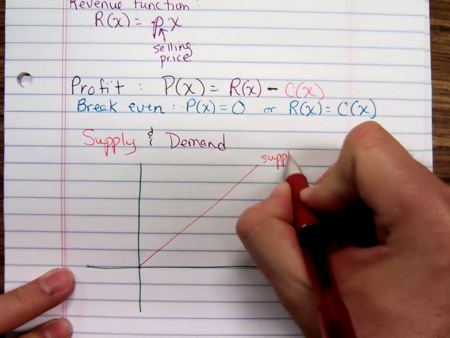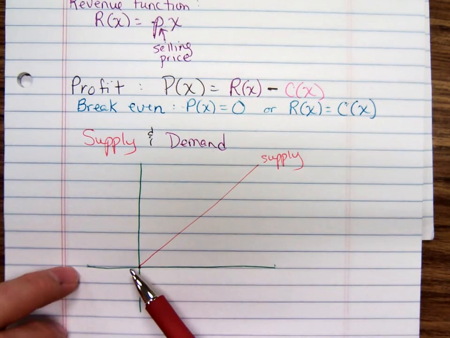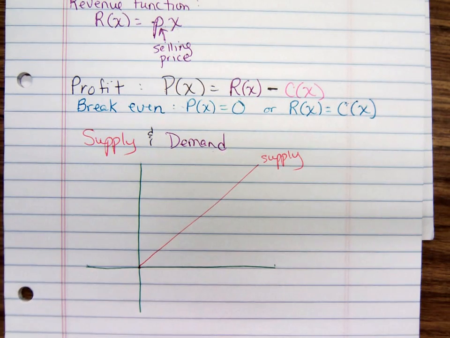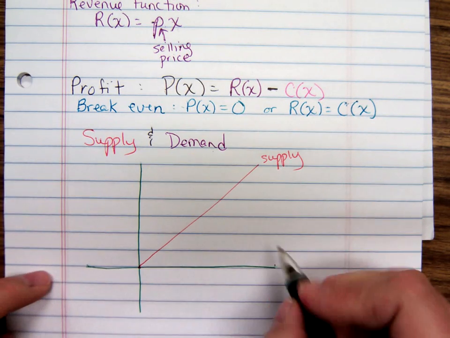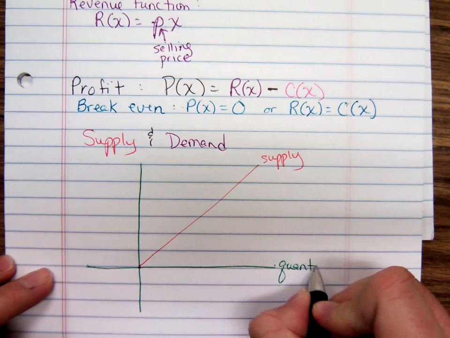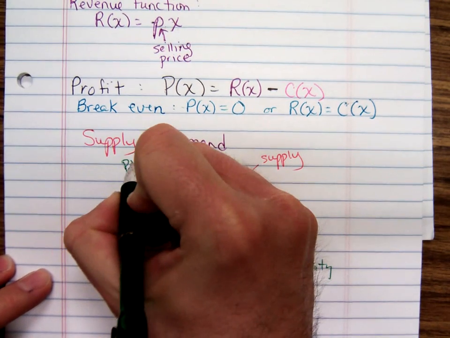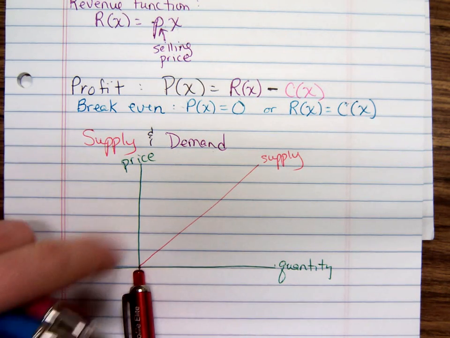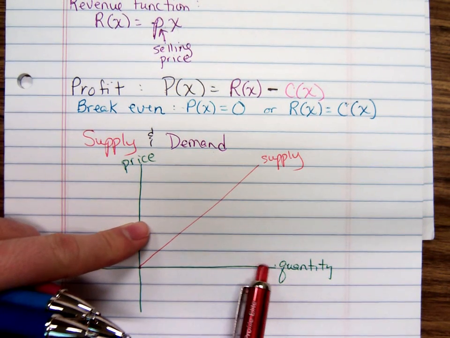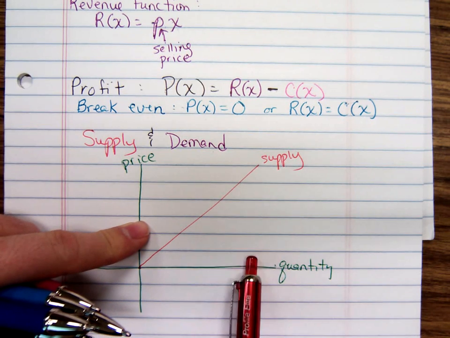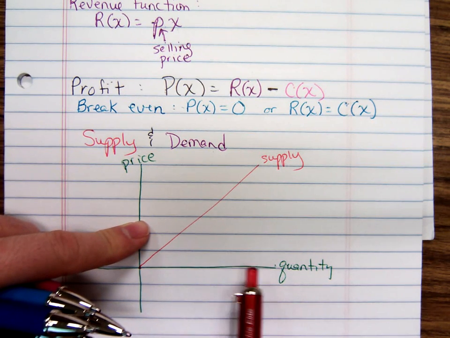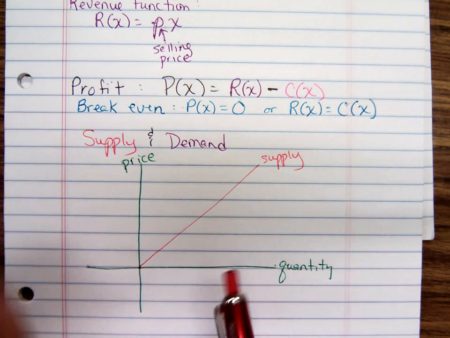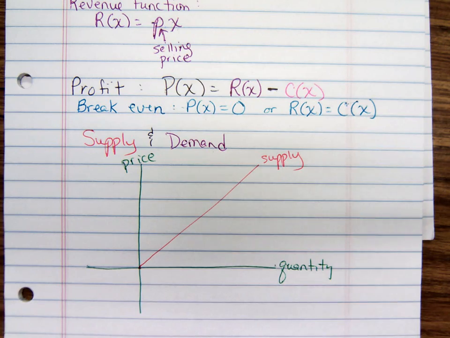As the price increases, this is quantity, this is price. As the price goes up, the amount they're willing to produce is high. The more they can sell it for, the more they want to make. Whereas the demand curve takes the point of view of the consumer.